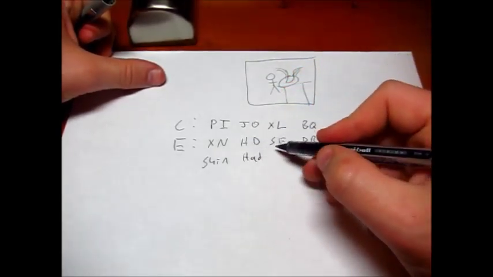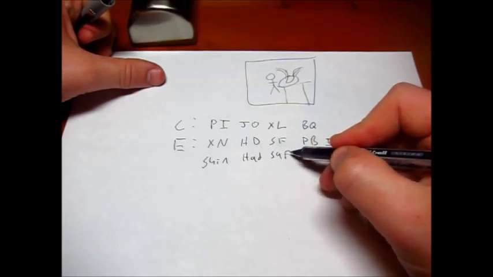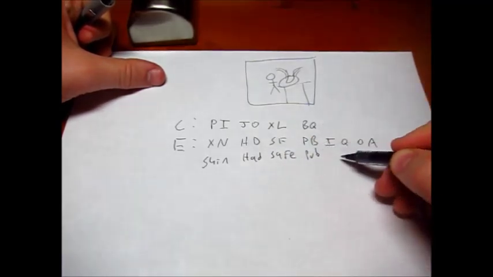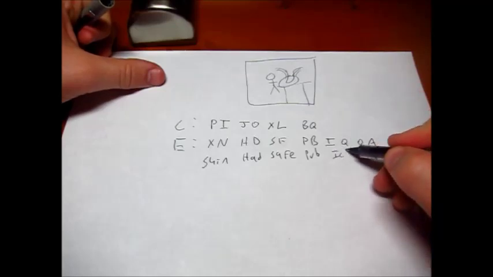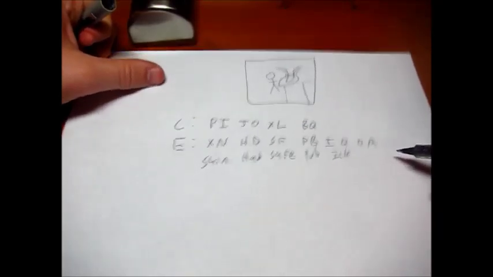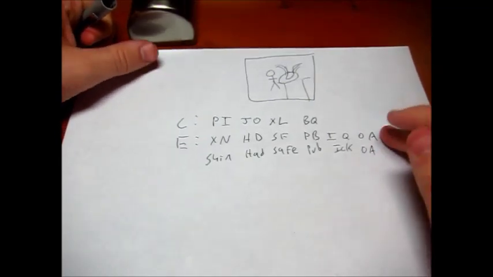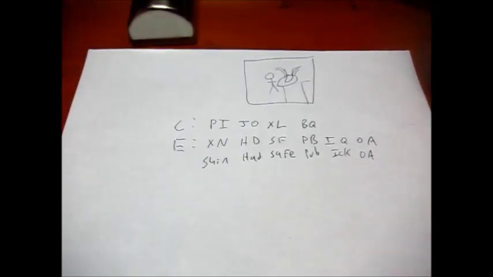and then my sound for HD is "had", and then my sound for SF is "safe", and then my sound for PB is "pub", and then my sound for IQ is "ick", and my sound for OA is just "OA". So that one is 2 syllables, but it's sort of a quick 2 syllables.